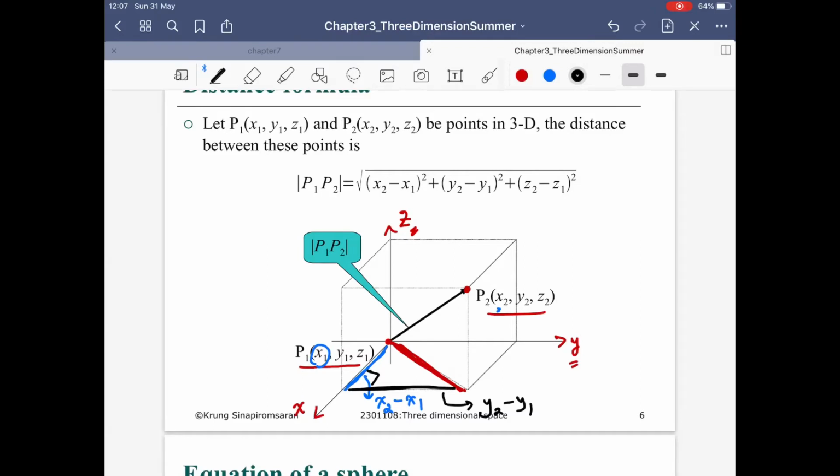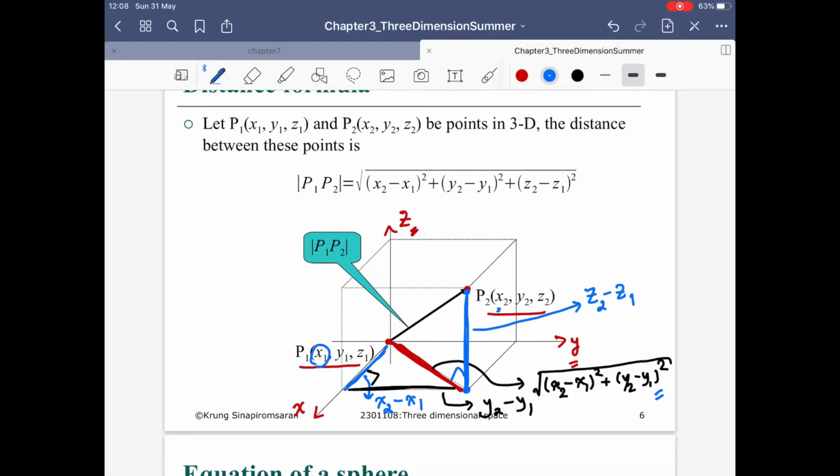These two are parallel, so it means that the red one over here is the hypotenuse. So by using the Pythagoras theorem, this one is x2 minus x1 squared and y2 minus y1 squared added together, and then taking a square root, okay. After that, we are going to look at this right triangle instead. This one is another right triangle. The red one is already found by using the Pythagoras theorem, and the blue one here is elevated up from the floor, from z1 to z2.